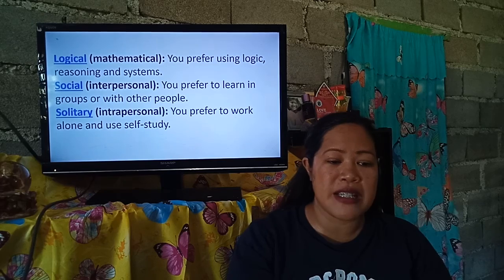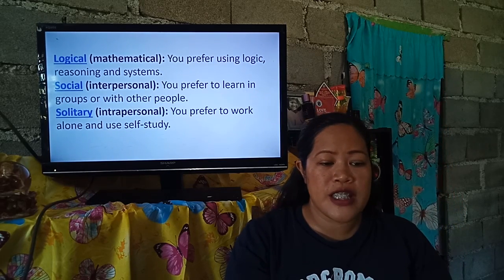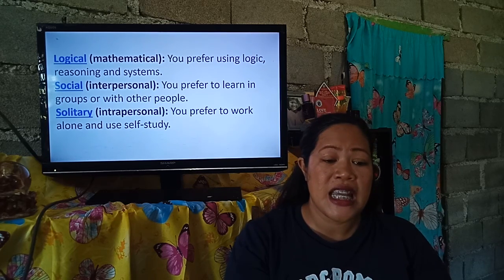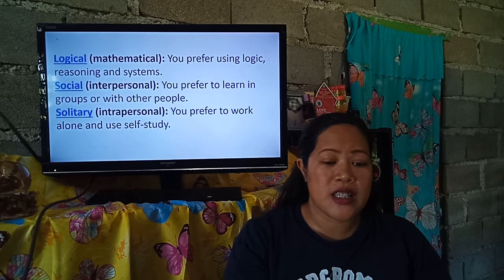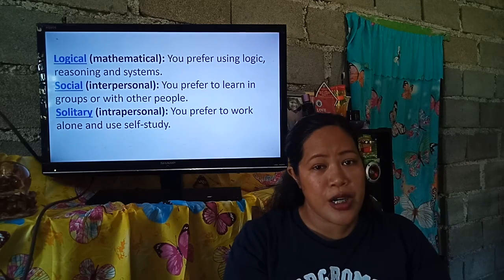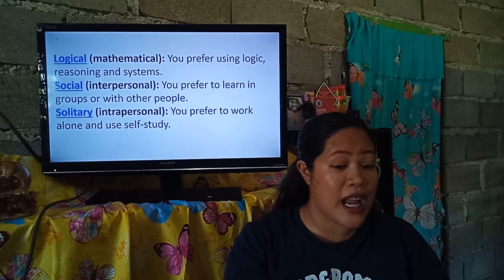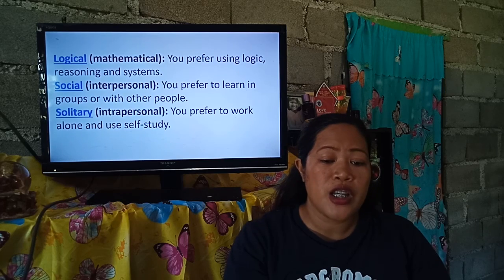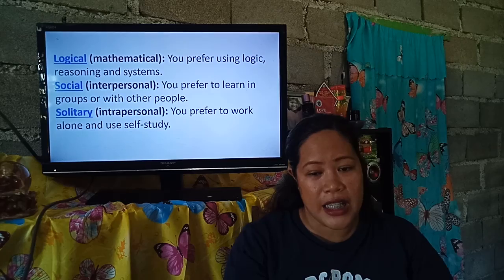Number 5 is the logical or mathematical. You prefer using logic, reasoning, and systems. Number 6 is the social or the interpersonal. In social, you prefer to learn in groups or with other people. Number 7 is the solitary or the intrapersonal. The solitary, you prefer to work alone and use self-study.